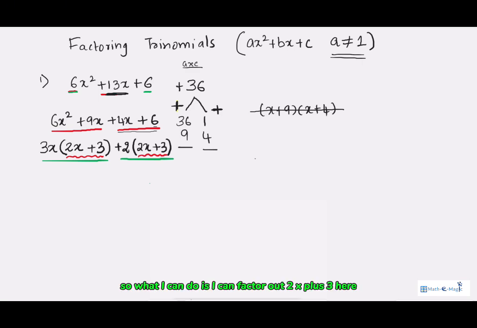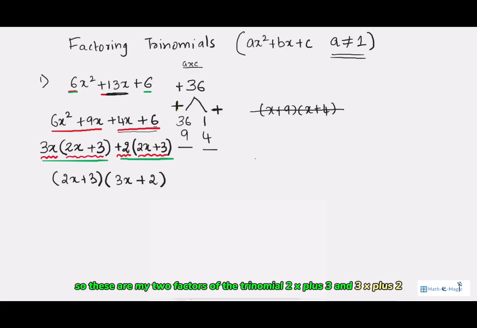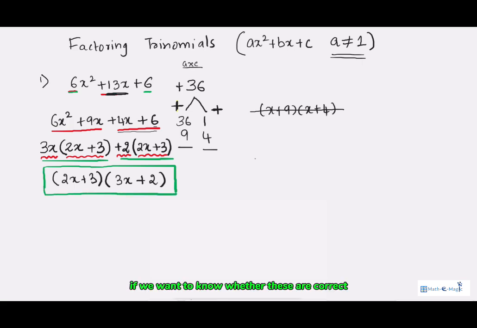So what I can do is factor out 2x plus 3 here. So 2x plus 3 is factored out, the common factor, and what remains is 3x from here, so 3x, and plus 2 from this term. So these are my two factors of the trinomial, 2x plus 3 and 3x plus 2. If we want to know whether these are correct, if we FOIL back, we should get back our trinomial, and you can try that out.